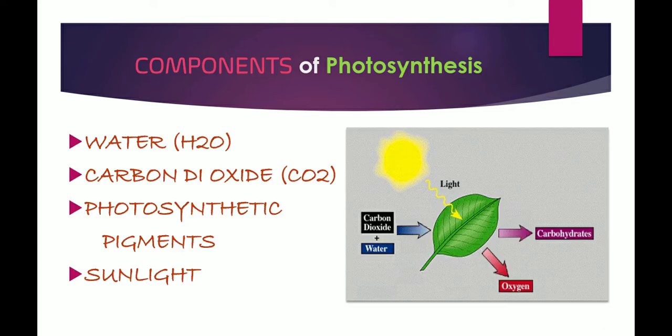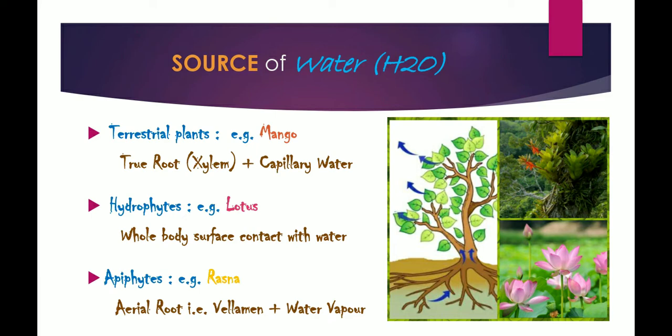There are 4 components of photosynthesis: water, carbon dioxide, photosynthetic pigments and sunlight. Now we will see the source and role of these components one by one. First, water. Land plants like mango, paddy, gram, wheat, etc. are also known as terrestrial plants. They take in capillary water from the soil through the xylem tissue of their root system.